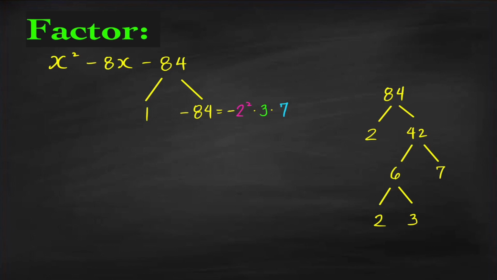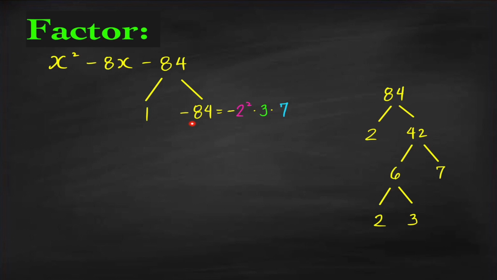So if we prime factorize 84, we'll get this one. 84 is 2 times 42, and 42 is 6 times 7, and 6 is equal to 2 times 3. So therefore, the prime factorization is two copies of 2, 2 squared, one copy of 3, and one copy of 7.